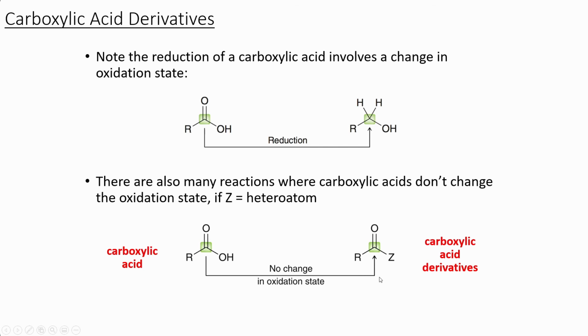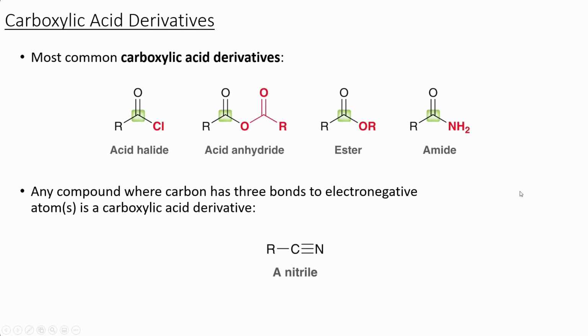We briefly reviewed these carboxylic acid derivatives in class this week, but we're going to go into further detail now. Here are the four main carboxylic acid derivatives: the acid halide, acid anhydride, ester, and amide. Any carbon with 3 bonds to an electronegative atom is considered a carboxylic acid derivative. So at first glance, a nitrile might not seem like a carboxylic acid derivative, but it would fit the criteria.